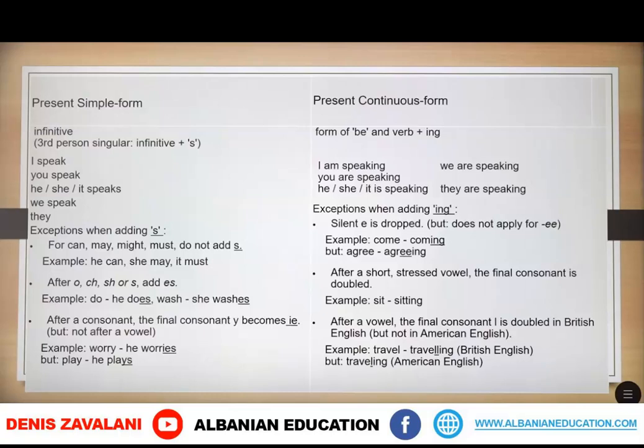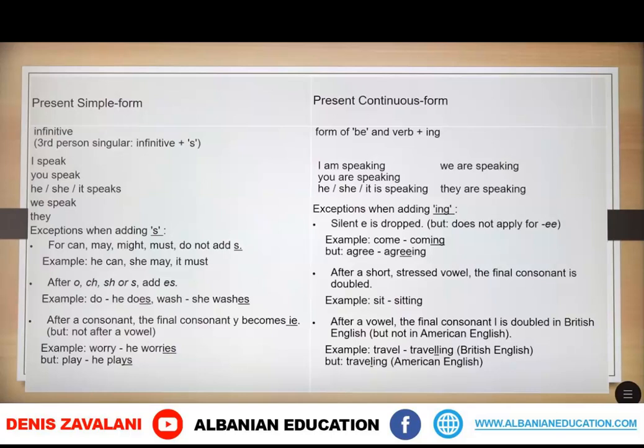But the present continuous form, as we said before, is different from present simple, of course. We form it with the verb to be and the main verb plus ing. For example, I'm speaking, you are speaking, he, she, it is speaking. We are speaking, they are speaking.